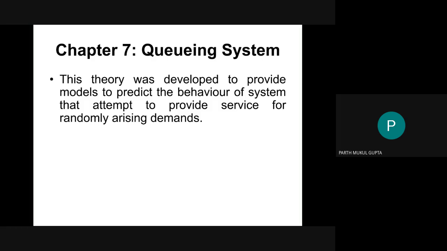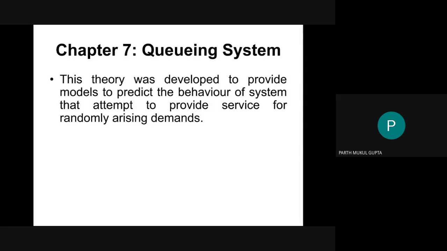This theory was developed to provide models to predict the behavior of the system. In the system, we always have the customer and the server. So how are they behaving in the queuing system? It attempts to provide service for randomly arising demand. Randomly arising demand means customers are unpredictable in nature. They can arise and give a demand at any moment. To deal with this, we have the mathematical theory known as queuing theory.